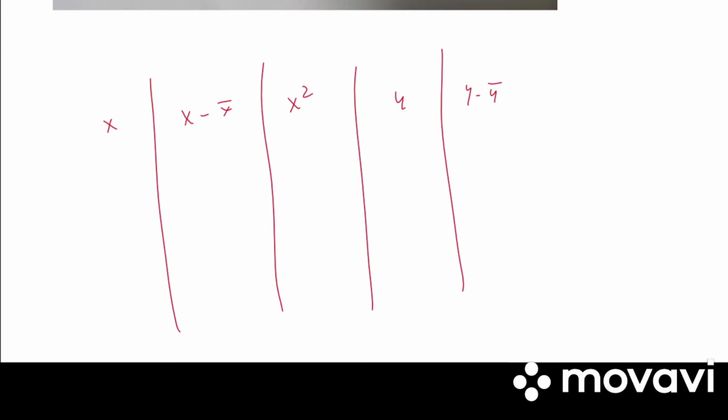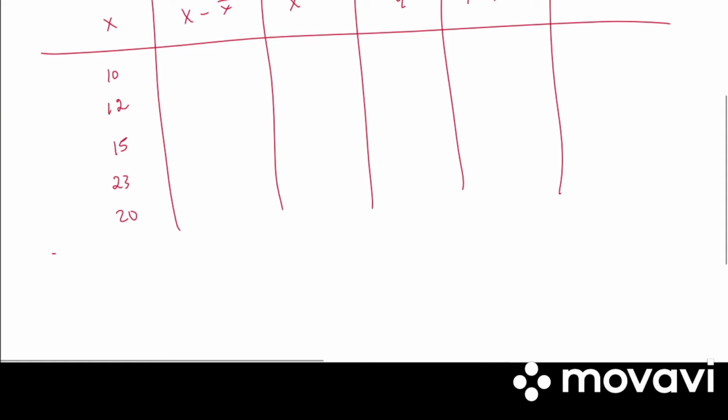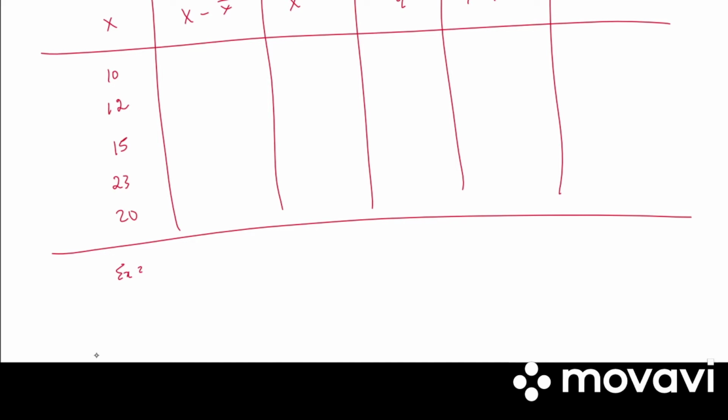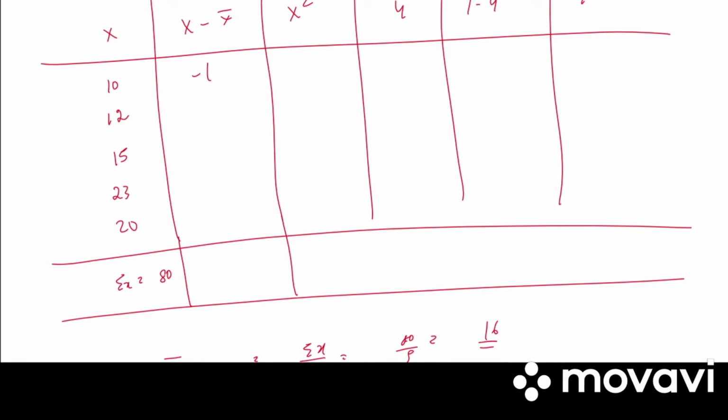So they have given us x. I will be using the direct method: x minus x bar, x square, y minus y bar, y square. So 10, 12, 15, 23, 20. So we need to find x bar. What is summation x? It is 80. So x bar is equal to summation x by n, that is 80 divided by 5, which is 16. So 10 minus 16 is minus 6, 12 minus 16 is minus 4, 15 minus 16 is minus 1, 7 and 4. So summation x is 0, x square: 36, 16, 1, 49, 16.